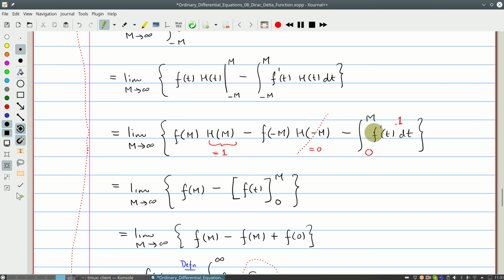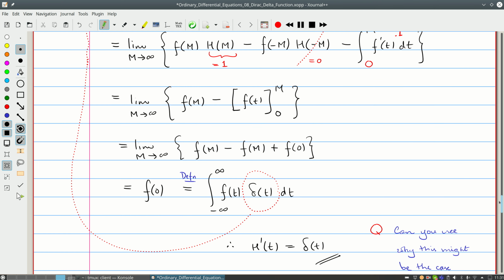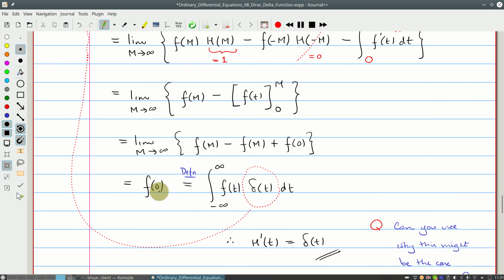And the integral of a derivative of a function is simply the function. So what we end up with then is the limit m tends to infinity, curly brackets, f of m, that's from here. And then we have f of t from 0 to m, which is, you put it down here, and what you're left with is just f naught. Lovely, isn't it? But f naught, by definition, is the integral of f of t delta of t dt.